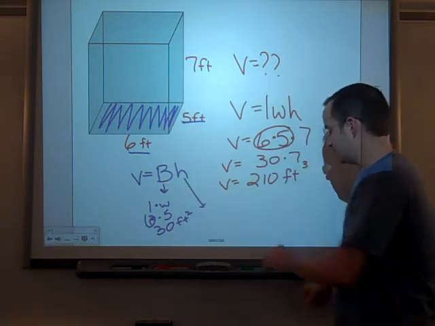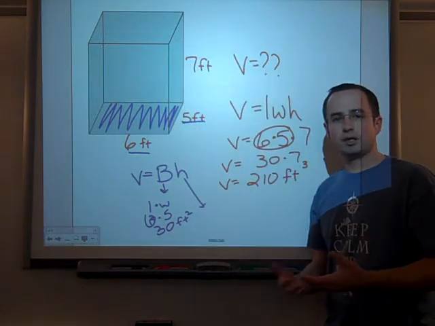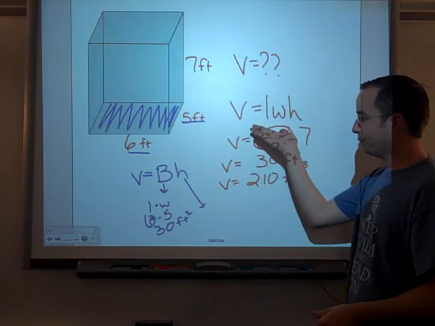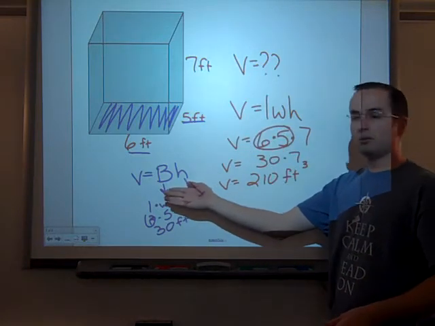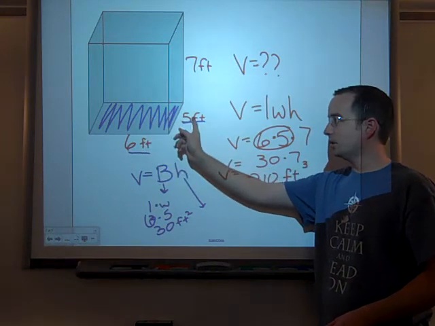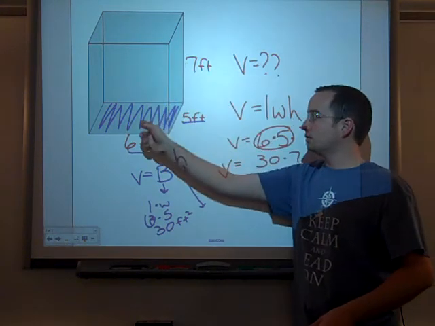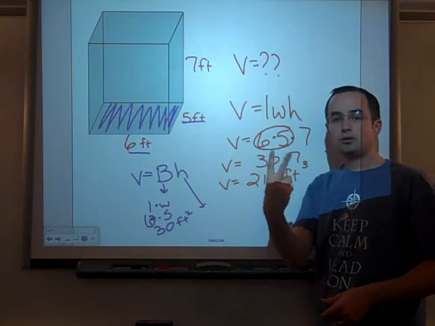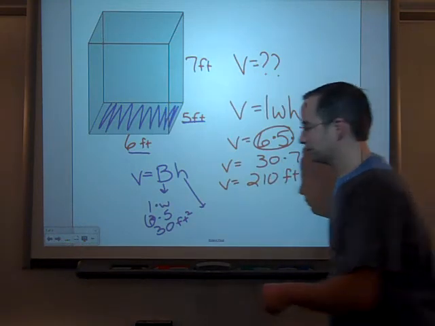So little hints on what sort of questions they could ask. They could ask volume. They could ask for just big B, which is the bottom. For the base, just length times width. Remember, you have 2 bases. They might ask for 1 base or 2 bases. Alright, let's go on to the next one.